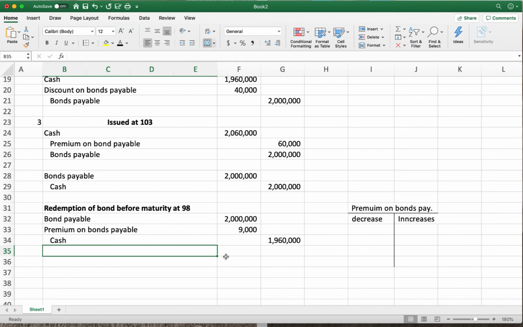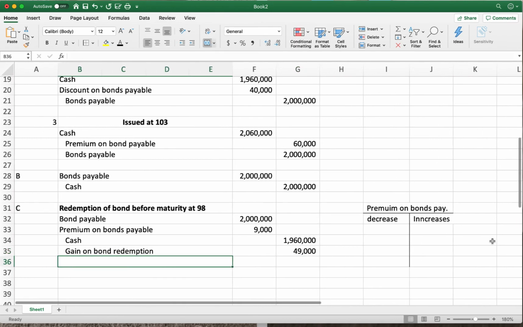So the third step says recognize the gain or loss. Well, let's think about this, right? I have $2,009,000 in debits. I have $1,960,000 in credits. So we can see that we are paying less than the carrying value of the bonds. Guess what? We have a gain. So we're going to credit gain on bond redemption, and the amount is going to be $49,000. Okay? So that is part C.